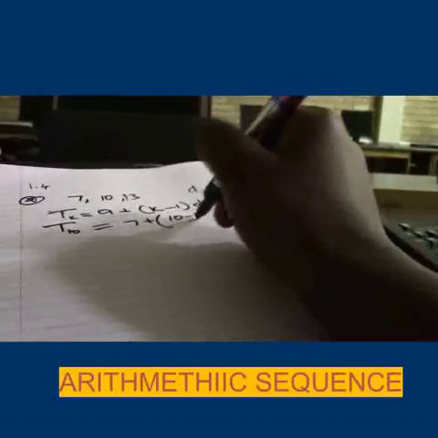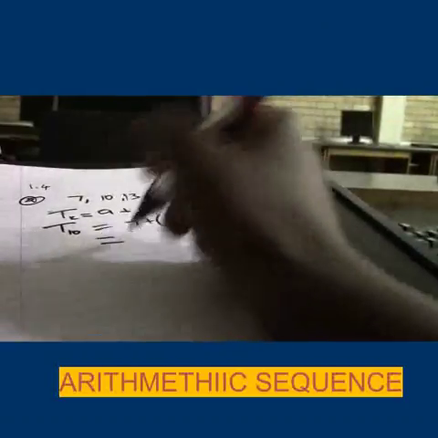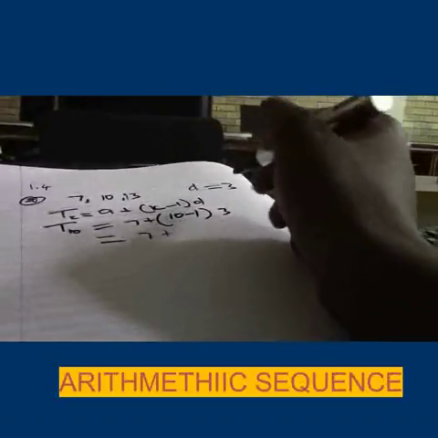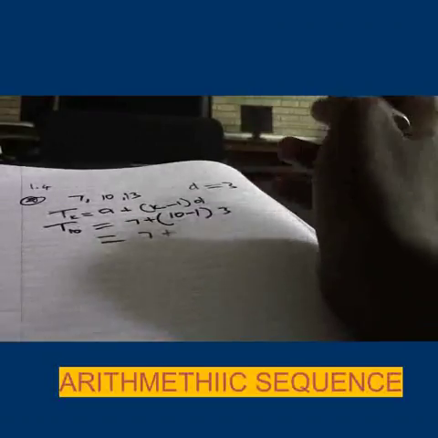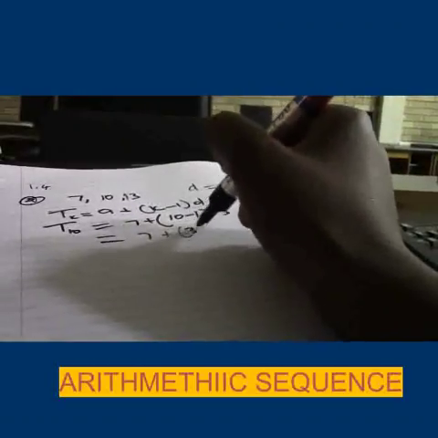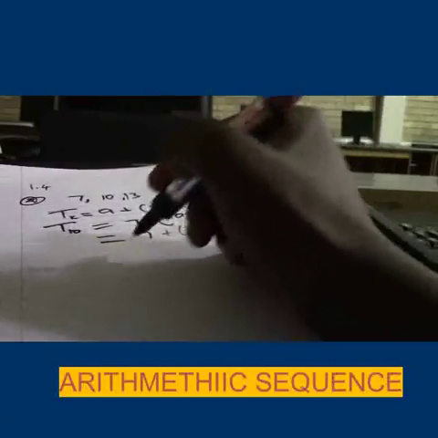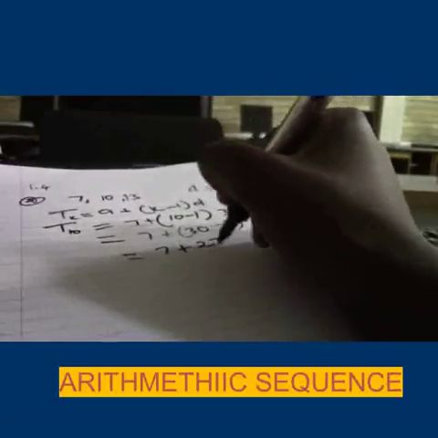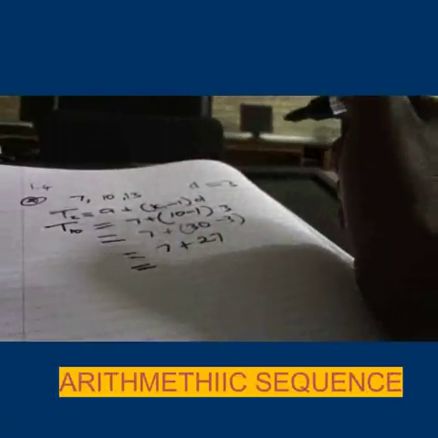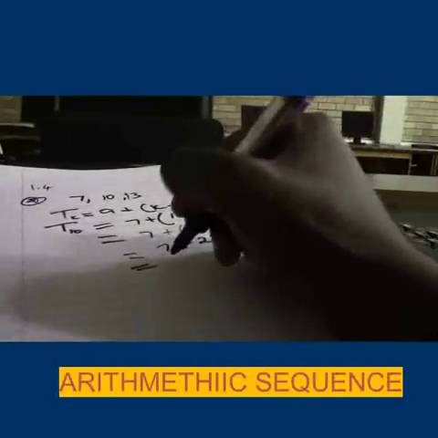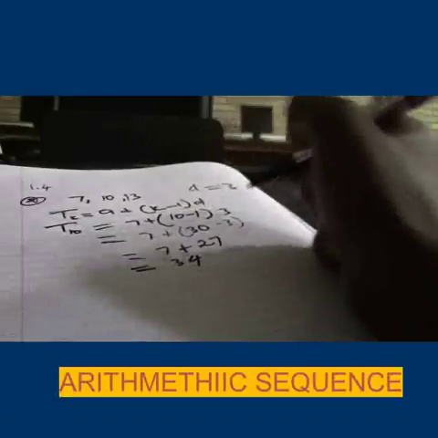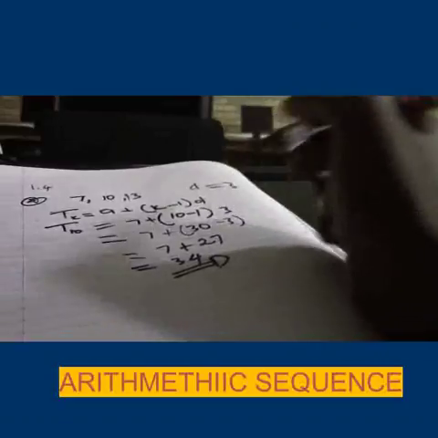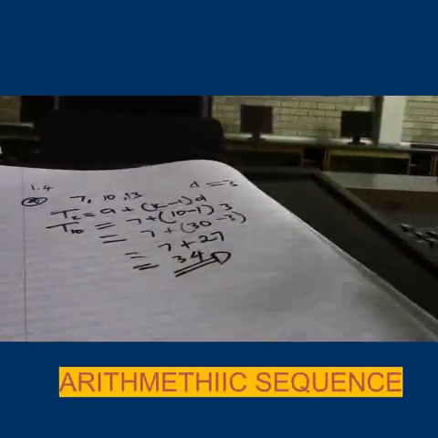So here it will be 10 minus 1, our difference is 3. So we substitute: 7 plus 9 times 3 is 27. 7 plus 27 gives 34. So the 10th term is 34.